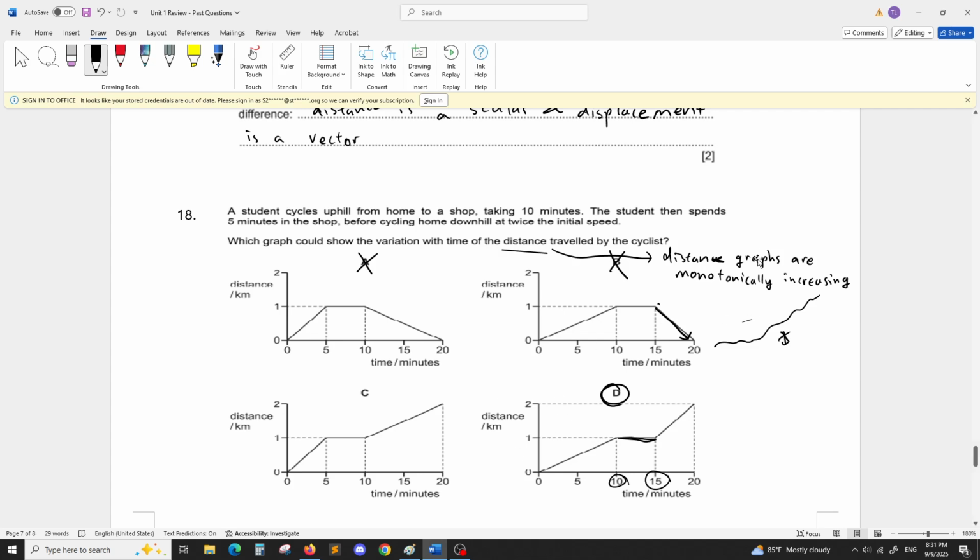I know I said some fancy vocab, but just remember that in a distance graph, the distance will never decrease. It will either stay 0 or increase.